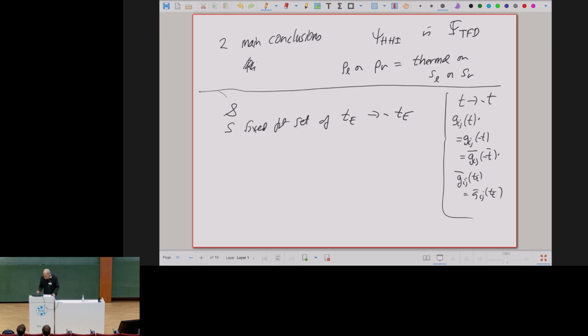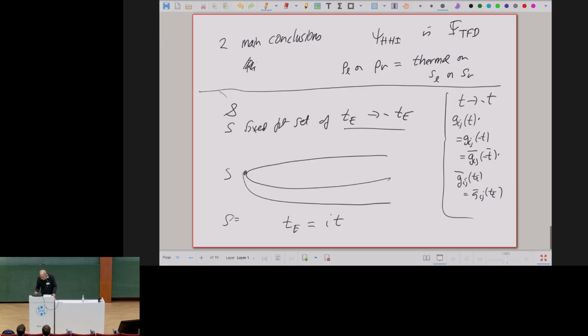So our surface S was defined as the fixed point set of this symmetry. So if I transform TE back to I times T, I think I usually have a minus sign here, then automatically S will be real in Lorentz signature.